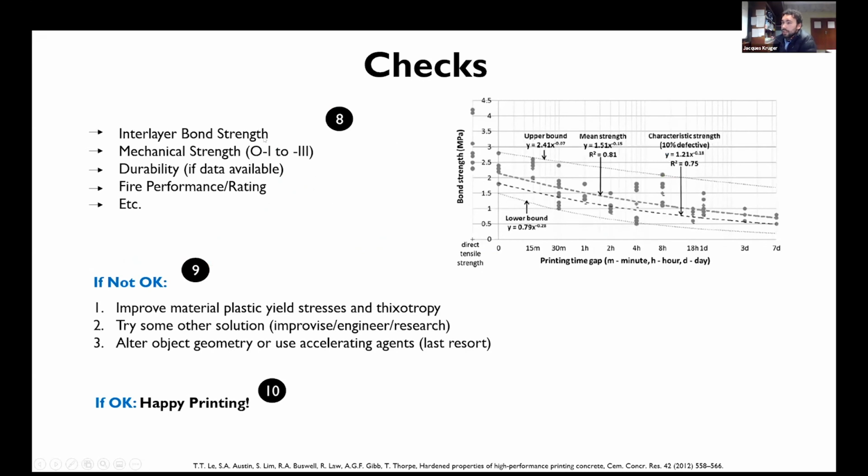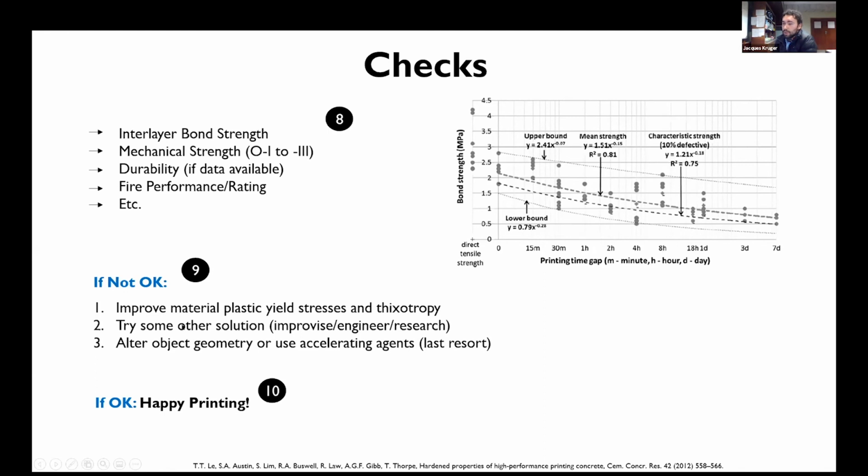Now you do your checks, and you see, okay, interlayer bond strength. You'll have to characterize for your own material how the interlayer bond strength reduces with your printing time gap, and in our case it's almost 0. Yes, that's fine. You can go on and check your mechanical strength, durability, fire performance, etc. So if it's not okay, you first start by improving your material yield stresses and thixotropy. That is the absolute first step that you should do. The second step, try some other solutions. So improvise, engineer, research, anything else that you can think of.